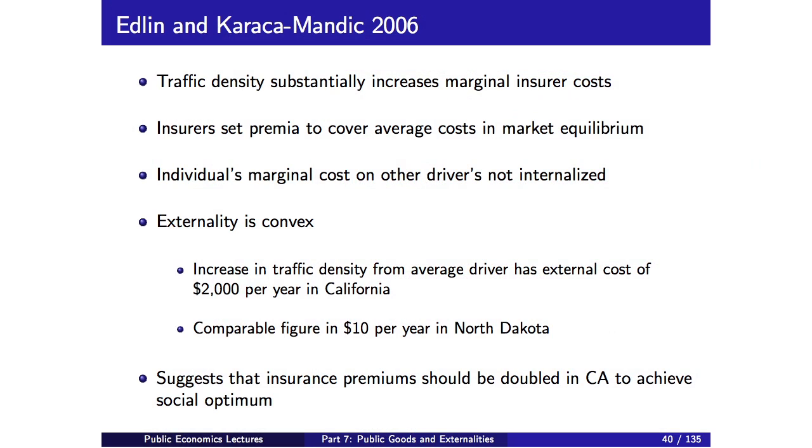What you can furthermore see from those graphs is that the externality cost looks like it's going to be convex, which is intuitive. They estimate that an increase in traffic density starting from the mean has an external cost of $2,000 per year in California. The comparable figure in North Dakota is only $10 per year, because there just aren't that many people on the road, right? So it doesn't matter if one more person gets on the road. And so their bottom line conclusion is that you want to double insurance premiums in California in order to achieve the social optimum. You basically have too many people on the road relative to what's efficient, given the way insurance works.